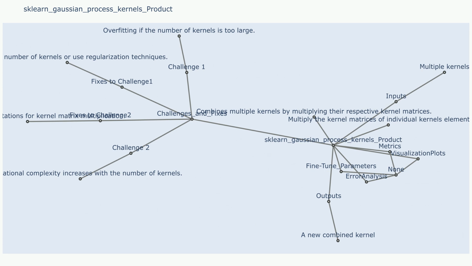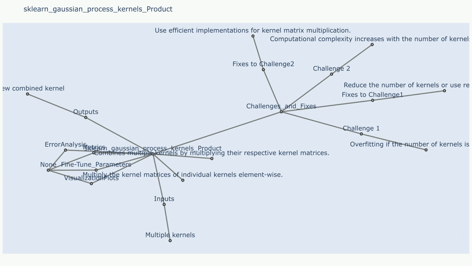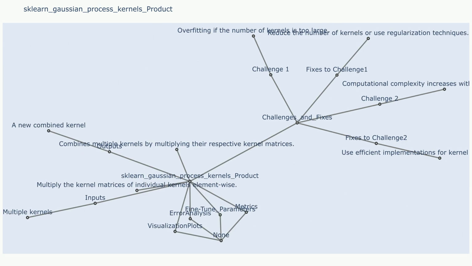Fixes to challenge 2. Use approximate methods. Use approximations such as Nystrom approximation or random Fourier features to speed up kernel matrix computation. Subsample data. Use a subset of the data for training and then make predictions on the full dataset. Optimize kernel selection. Choose kernels that are computationally efficient for the given data.